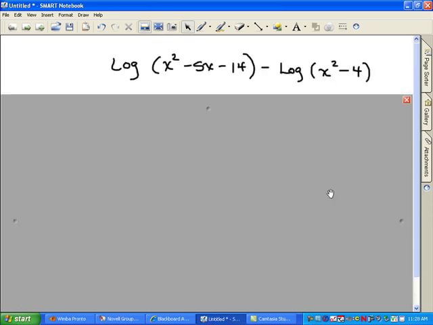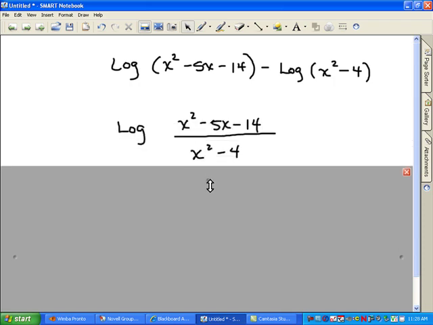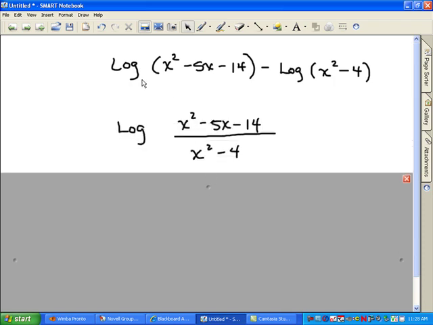Now we'll take a look at one that is already split and we'll put it back together. This happens to be number 47 on page 433. It is a subtraction problem, and subtraction goes along with division. So we're going to put it back together and make that subtraction into a division problem. So all I've done is taken 2 logarithms and now I've made it into a single logarithm. Subtraction became division.